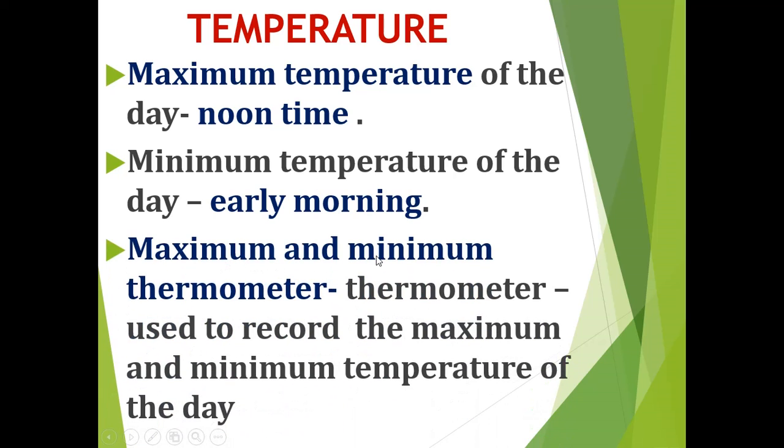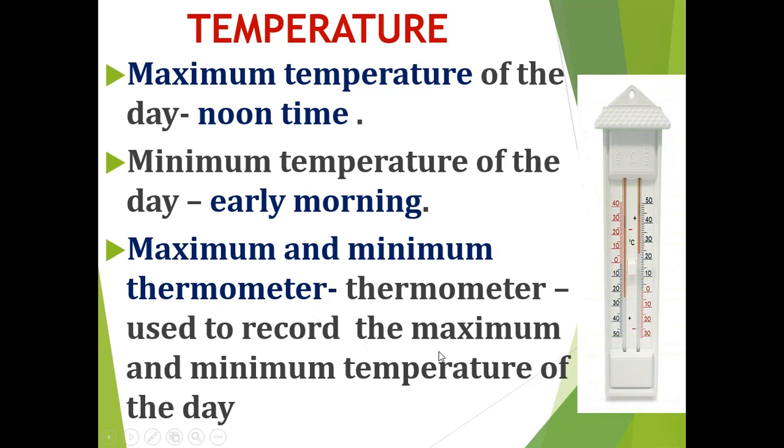And maximum and minimum thermometer is the thermometer which is used to record the maximum and minimum temperature of the day. So how can we record the maximum and minimum temperature of the day? By using a thermometer called maximum minimum thermometer. So here you can see in the picture the maximum and minimum thermometer which is used to record the maximum and minimum temperature of the day. Understood, children?